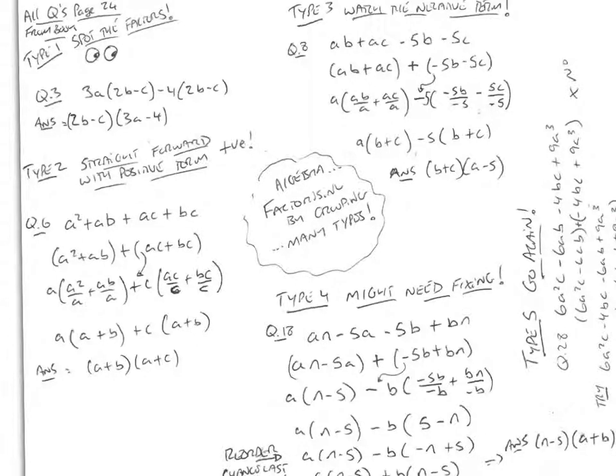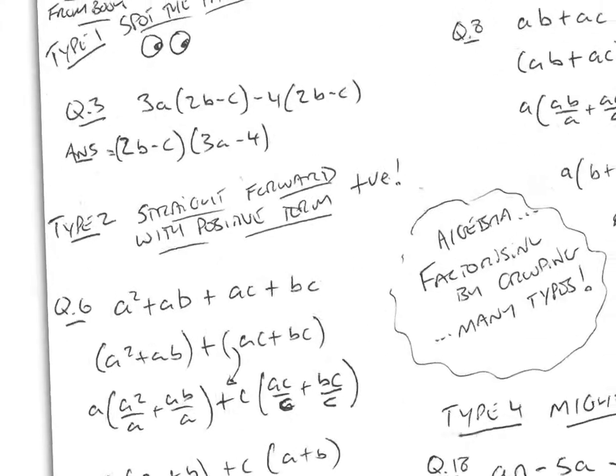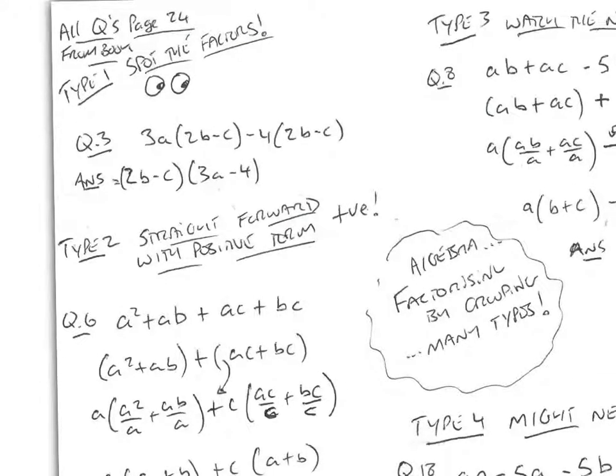So let's look at factorising by grouping. We'll start by looking at the first type. All these questions are from page 24 of the book, and the first type is, as I call it, spot the factors.